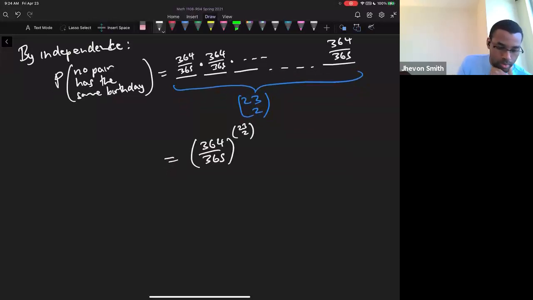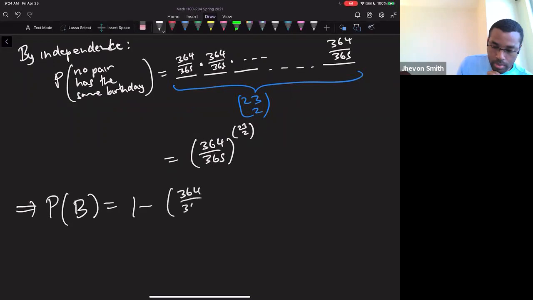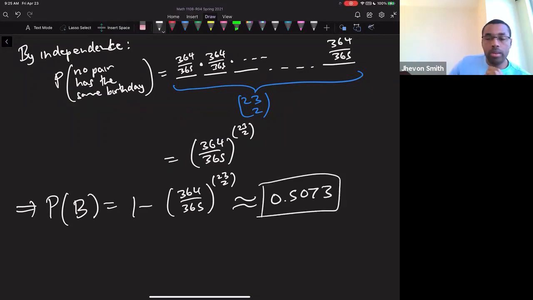And so this means the probability of B, at least 2 people share the same birthday, is going to be 1 minus that. And that is going to be roughly 0.5073. You get the same answer.